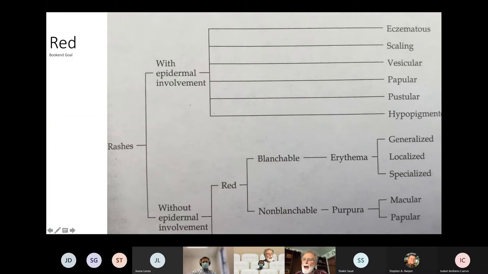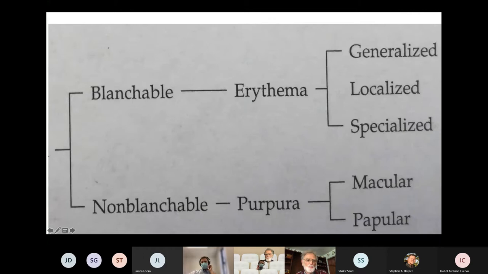If you decide, I don't think there's any epidermal involvement, you go down here without epidermal involvement, and okay, you wind up at this node here, red, without epidermal involvement. And so the next question is, is it blanchable or non-blanchable? And now we've gone from the top of things being common to the bottom of my list, and we'll get back to that in just a second.